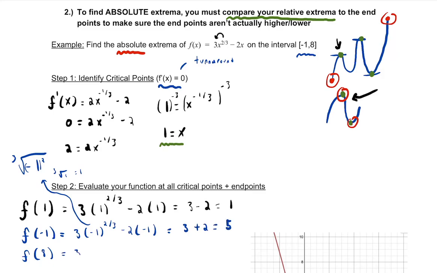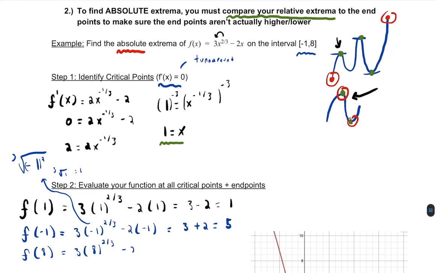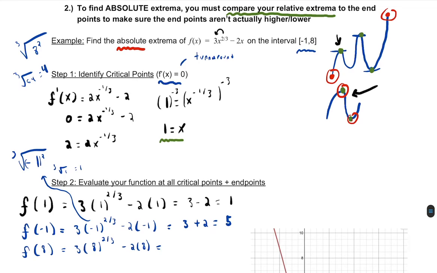And we'll have f of 8 is 3 times 8 to the 2/3 minus 2 times 8. And so what we'll need there is 8 to the 2/3. That's the cube root of 8 squared, the cube root of 64. That is just equal to, not 8, that's 4. So the 8 to the 2/3 is 4. So we have 3 times 4 is 12 minus 16. We're going to have here negative 4.